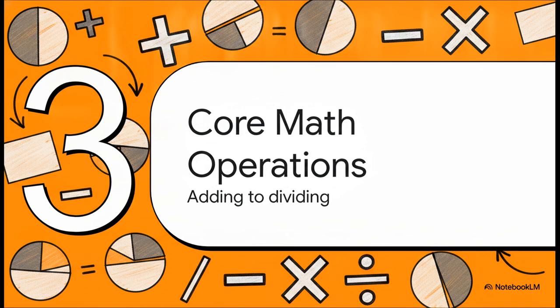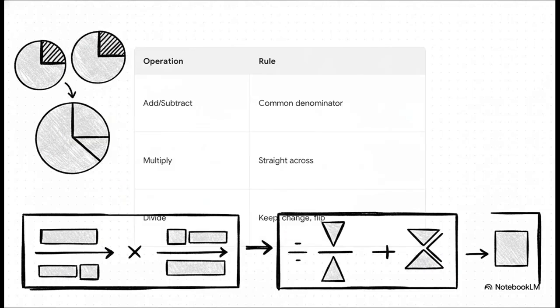We're talking adding, subtracting, multiplying, and dividing. Let's do a super rapid rundown here. When you add or subtract, you absolutely must have a common denominator. You can't just add thirds and fourths together without finding common ground first, usually twelfths.